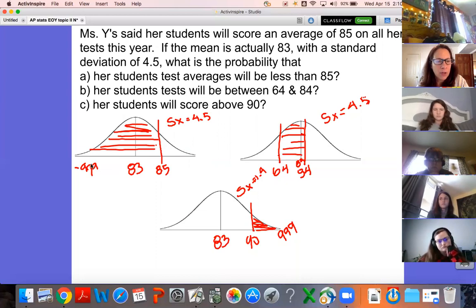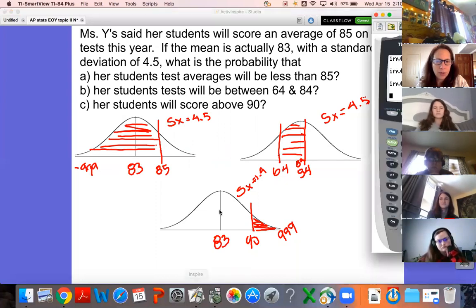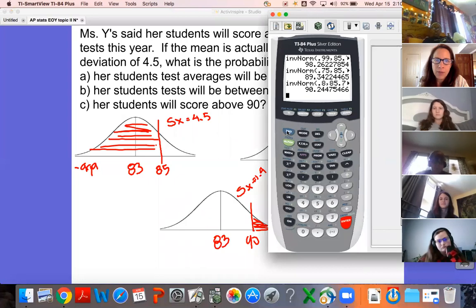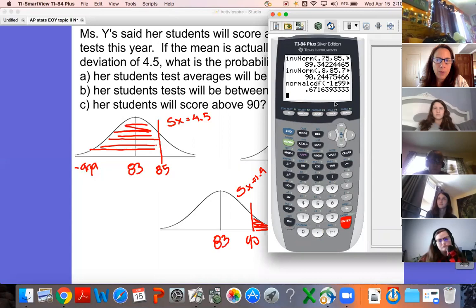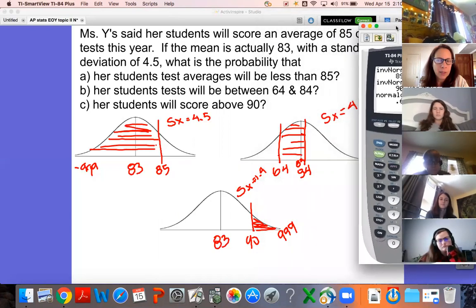So if the mean is actually 83 and we have 85, the probability is the area to the left. So you're just going to go into your second vars, normal CDF. You're going to leave this as negative 9999. I'm going to say 85 for the upper. My mean is 83, and my standard deviation is 4.5. So that probability is 67.16% or 0.6716 if you don't make it a percent.